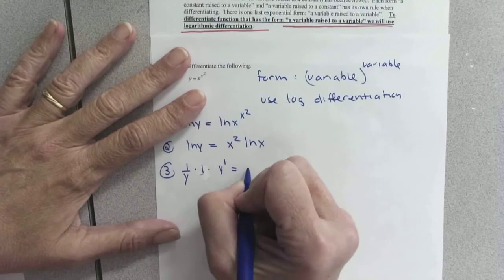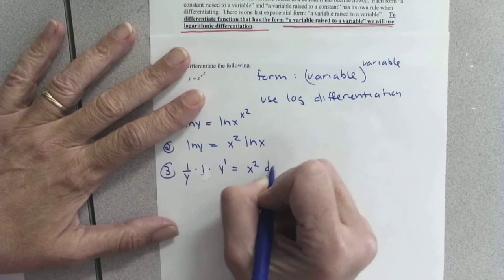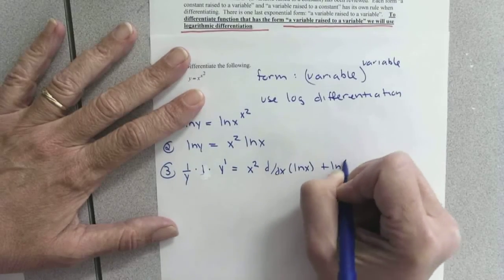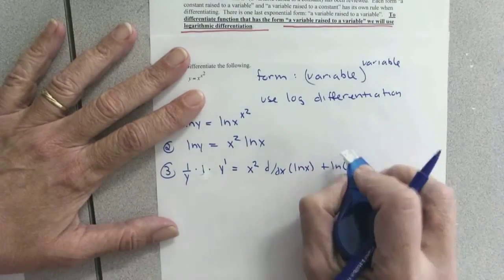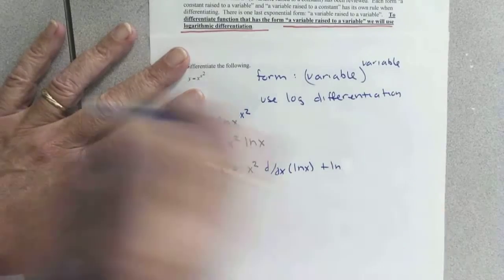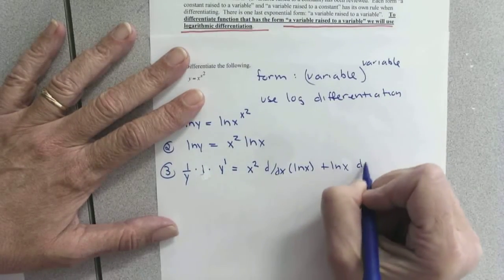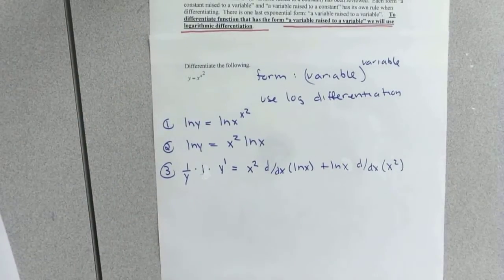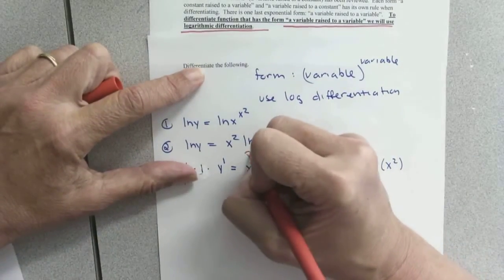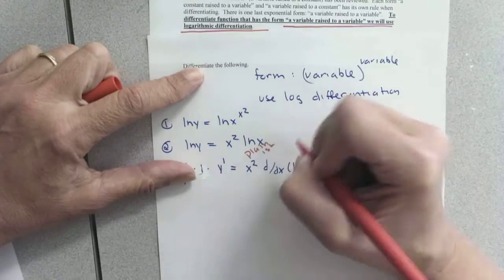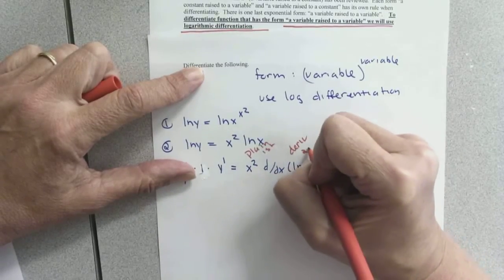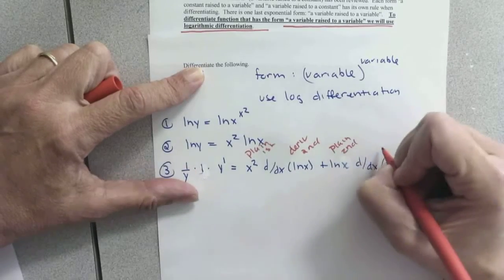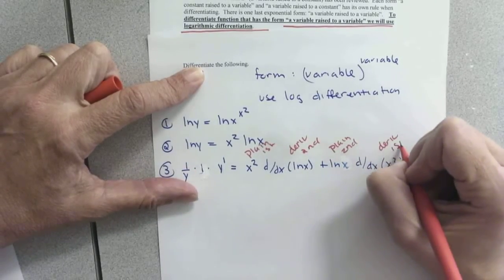Over here, a product rule. Plain first, derivative of the second, plus plain second, derivative of the first. Plain first, derivative second, plain second, derivative first.